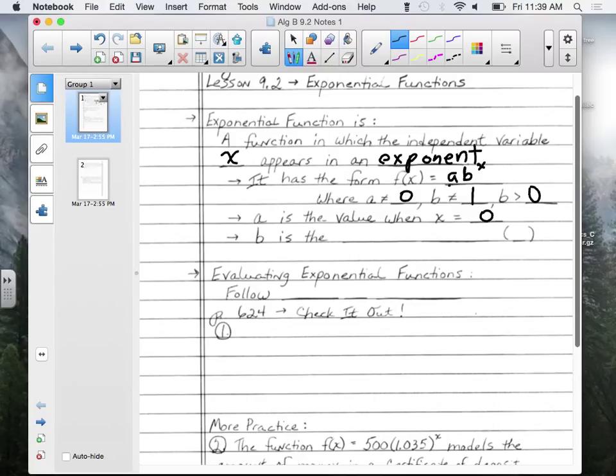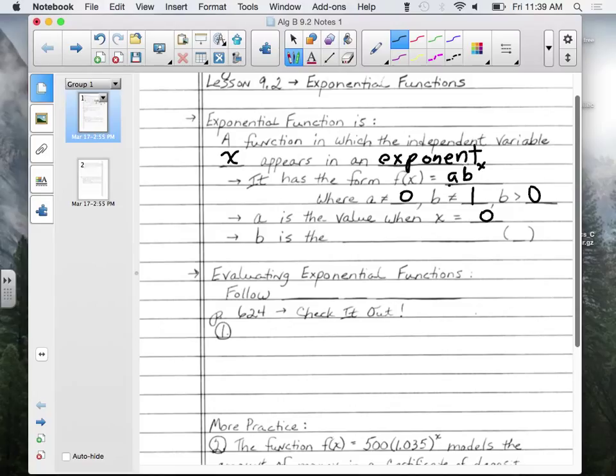Okay, so then b to the x becomes 1. What's 1 times a? A times 1 is 1a, or just a, right? So that's where we get, when x is 0, we get a for the value. So whatever value a is, if we plug in 0 for x, we're going to get our value of a.